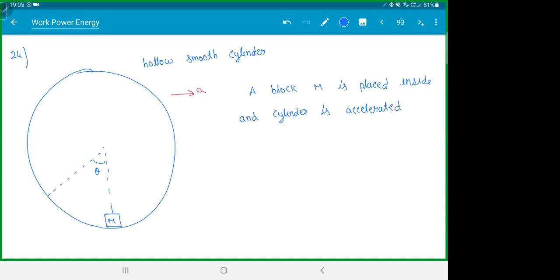Cylinder is accelerated with constant acceleration A. Find the maximum angle, max theta, the block climbs. There is no friction anywhere. Gravity is there. Is the question clear?